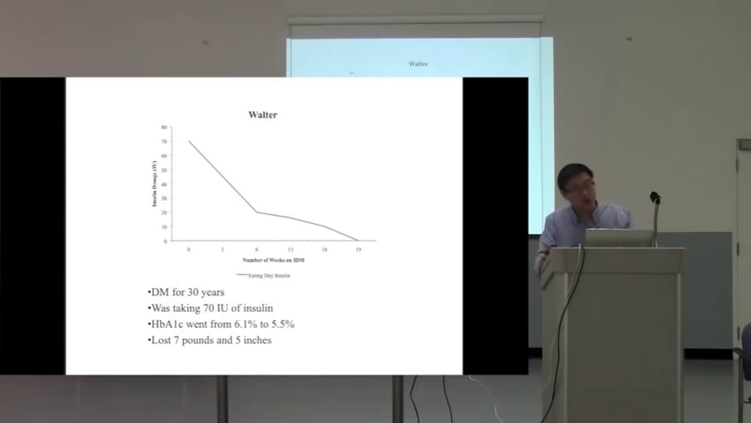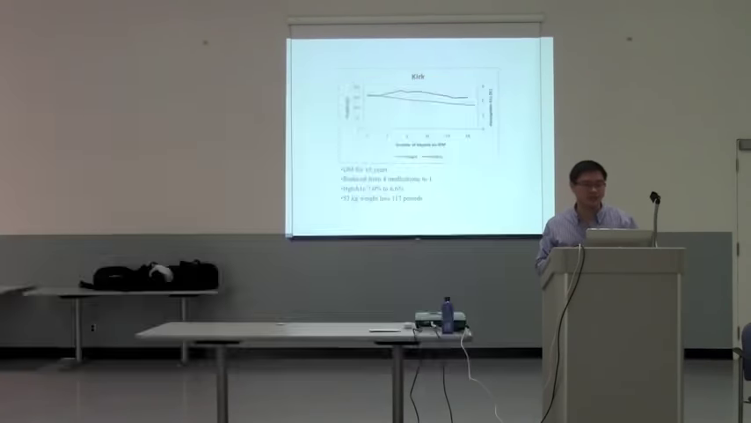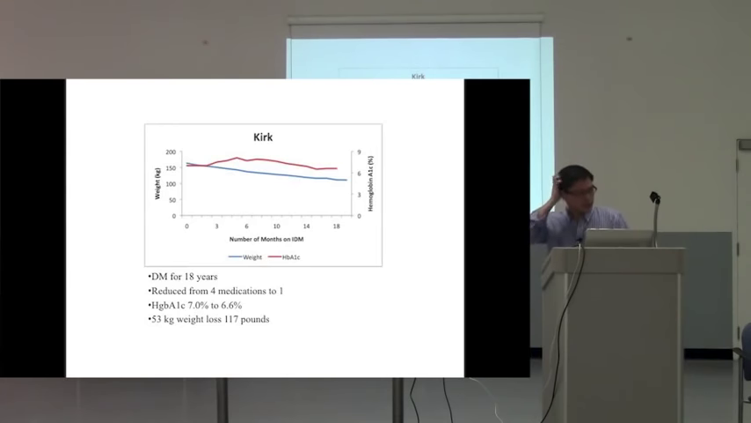He doesn't have to worry anymore that he's going to develop diabetic eye disease, diabetic kidney disease, because he doesn't have diabetes. He lost only about 7 pounds. But again, it's not simply the weight. It's the fatty liver that's important. And Kirk, he was diabetic for 18 years, and we took him down from 4 medications to 1. He had a long way to go. This fellow actually lost 117 pounds over the last 18 months. So it's been steadily going down, even as his sugars have stayed stable.